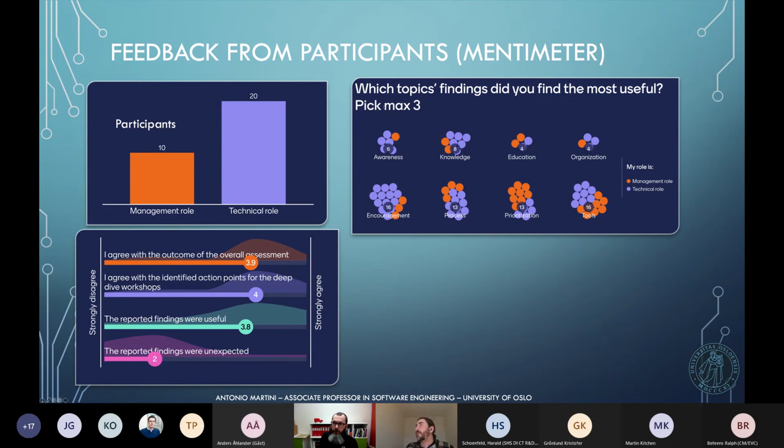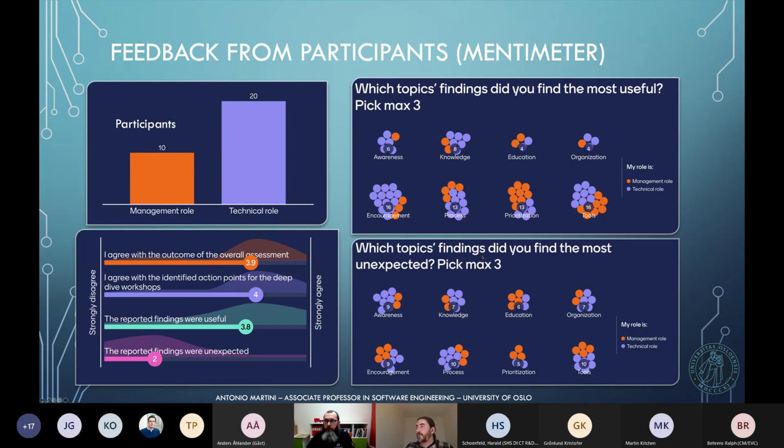Then we also identified what topics were the most useful. We see that encouragement was one of the most useful, along with the tools and prioritization and processes. But in general, you can see that all of them had someone who actually appreciated them. We also asked about the unexpected, but as we see here, the unexpected were not that many.